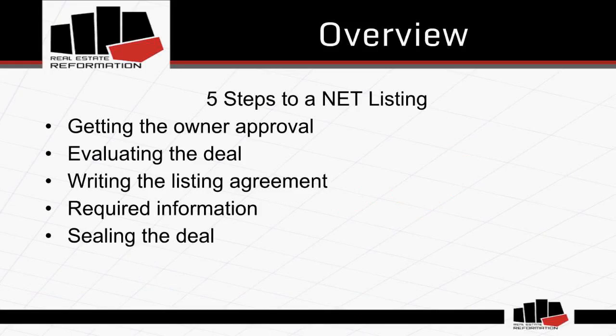What we're going to go through is the 5 steps to a net listing. First is getting the owner approval, basically talking with the owner about what a net listing is, negotiating with them, and evaluating whether he is the right fit for this kind of listing agreement, and evaluating the deal, making sure that the property will also fit this kind of listing agreement as well. Next, we're going to go over writing the listing agreement, which I'll share with you in a little bit, what to actually fill in the listing agreement itself, the required information from TREC to disclose and talk about with the seller, and then also sealing the deal, making sure that you get the deal under contract and everything starts moving forward. So, guys, let's go ahead and get started.